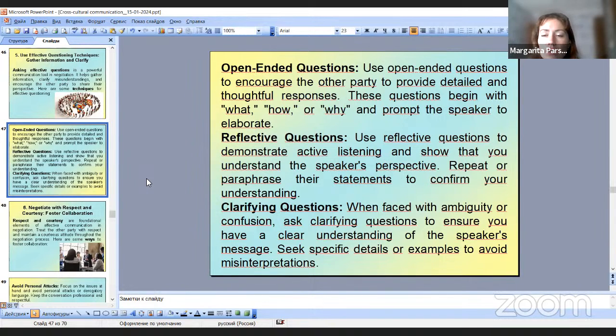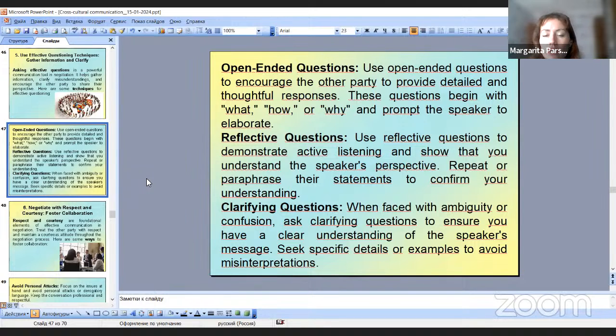Open-ended questions. In simple words, these are questions that begin with what, how, why. The answer to these questions cannot be just yes or no. These questions prompt the speaker to elaborate, to answer in different words to explain their thought and why that is so, not just yes or no.